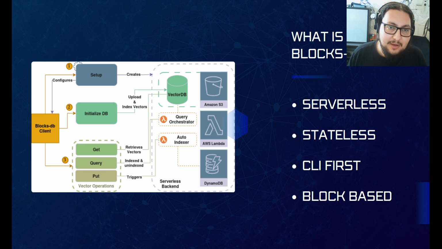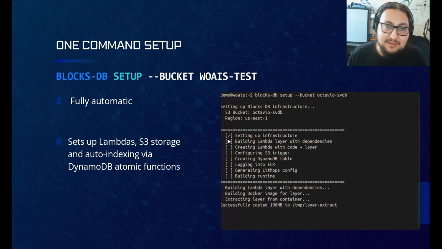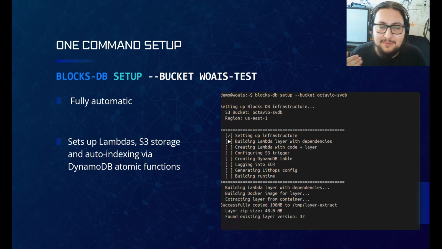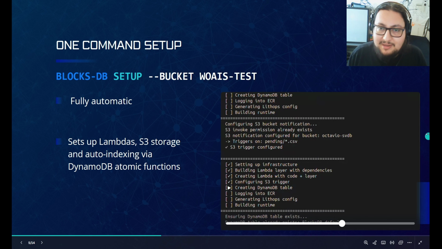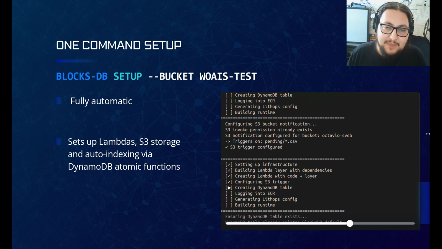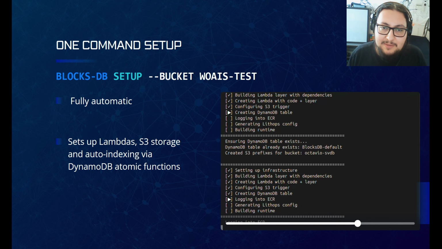Let's start now with the setup. With a single command, we can deploy the entire system. We just need to provide the AWS credentials and a bucket. Everything else, the Lambda, the storage, the pipeline, is automatically provisioned. After waiting a little bit, the database is ready to use.